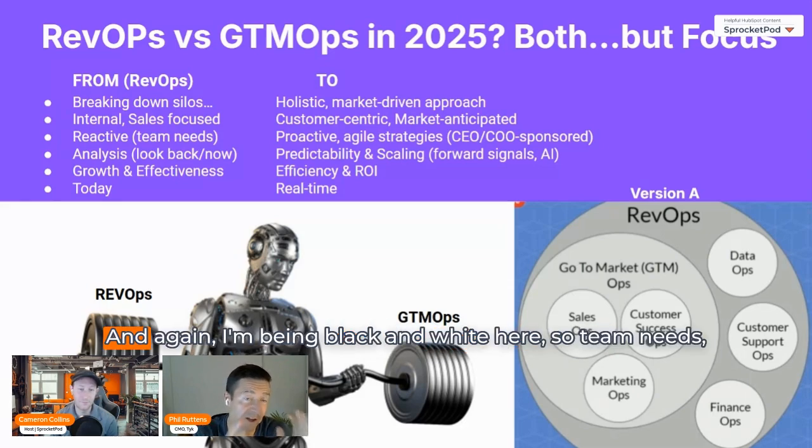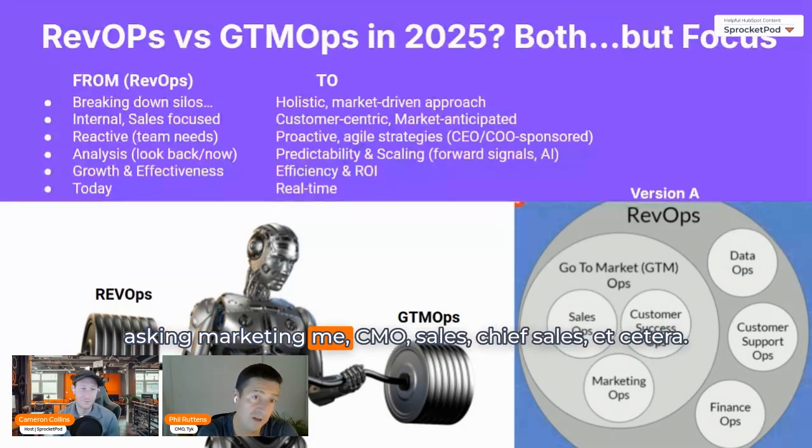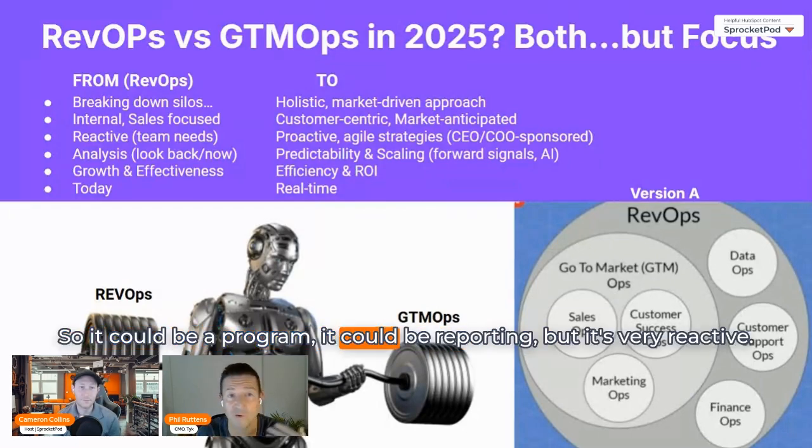Reactive, and again, I'm being black and white here. So team needs, for example, in some companies I worked, RevOps is asking marketing, me, CMO, sales, chief sales, etc. What do you need from RevOps? What do you want us to do? So it could be a program, it could be reporting, but it's very reactive.